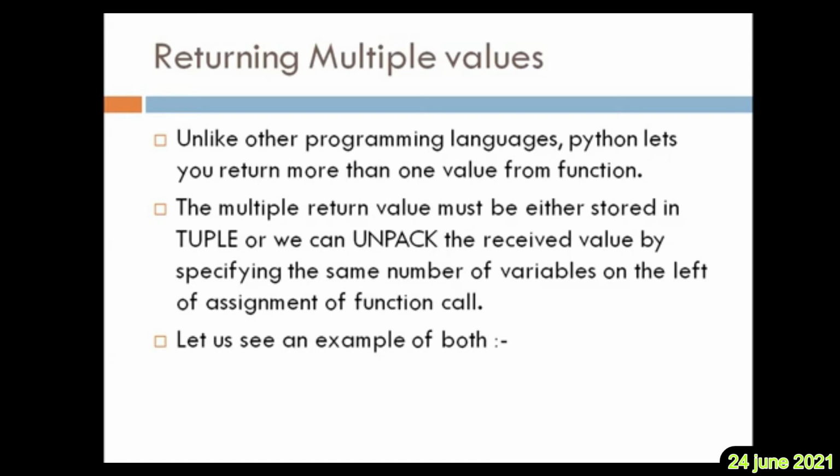Let us see what is written in the slide regarding this. Unlike other programming languages, Python lets you return more than one value from a function. Generally in other programming languages you will return only one value from a function, but Python has the facility of returning more than one value. The multiple return values must be either stored in a tuple, or we can unpack the received value by specifying the number of variables on the left of the assignment of a function call.